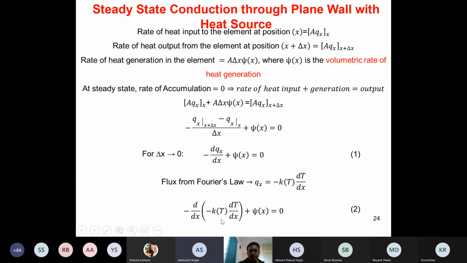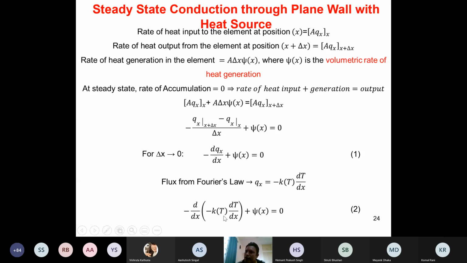Okay, so the most generalized expression is expression number 2. I will call this expression with its equation number so that you can relate things. Here you can see k is a function of temperature, as well as psi is a function of x, where x is nothing but the distance from the left hand side, isn't it?